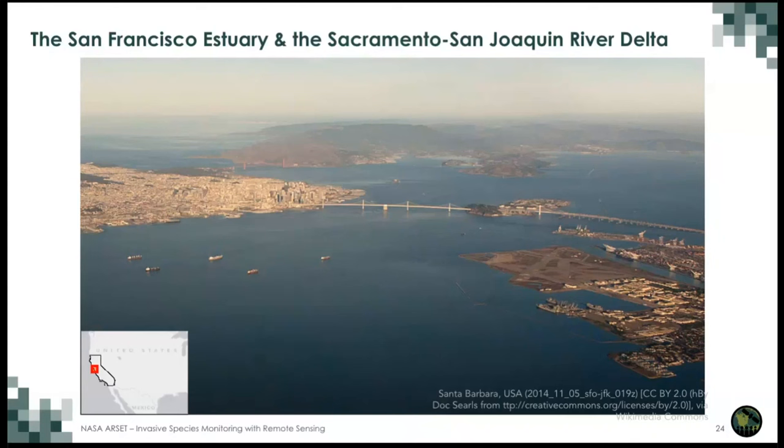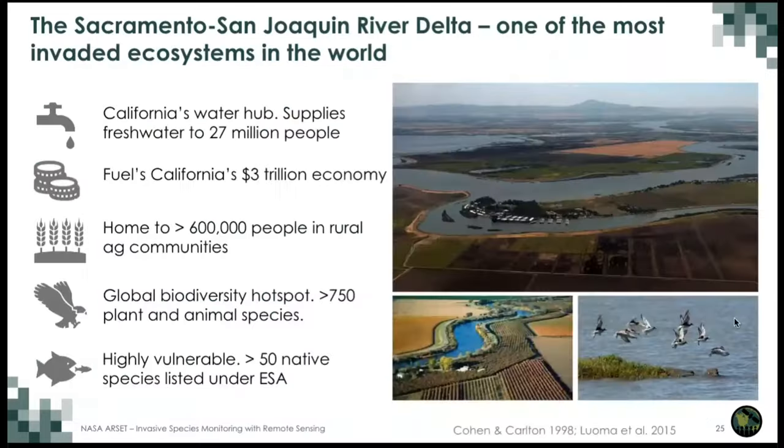And the upstream component of it, the Sacramento-San Joaquin River Delta, is a very interesting and special place. It has been called one of the most invaded ecosystems in the world. In addition to being one of the most invaded ecosystems in the world, it is very important to California, and it provides fresh water for over 27 million people. It is the hub of California's water infrastructure that's fueling California's $3 trillion economy.